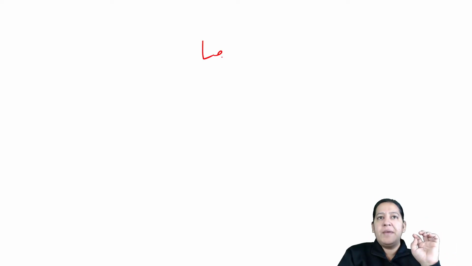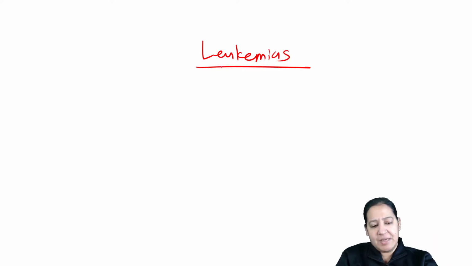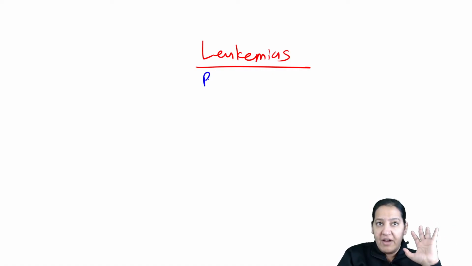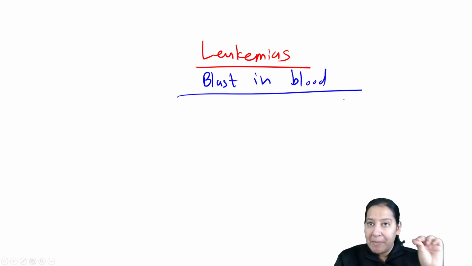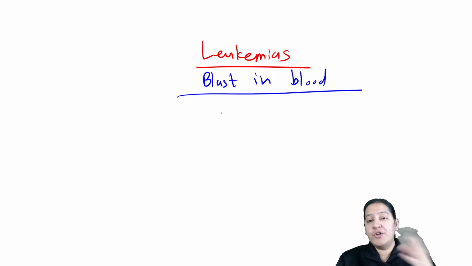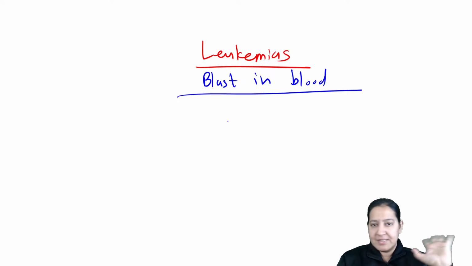So, the definition of leukemia, let me summarize. Leukemia is arrival of blast in blood. Blast in blood. That is the definition of leukemia. Please understand, normally blast is present, but not in the blood. If you see my blood, your blood, any healthy human being's blood, you will not get even a single blast. If blast is present in the blood, it is known as leukemia. That is the definition of leukemia.